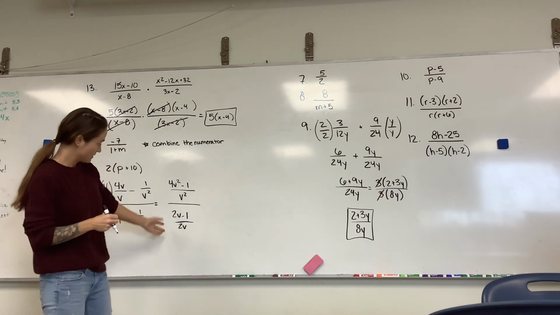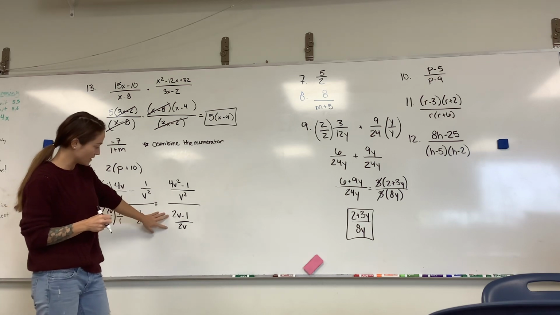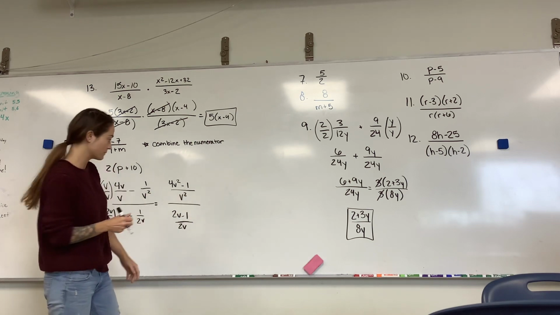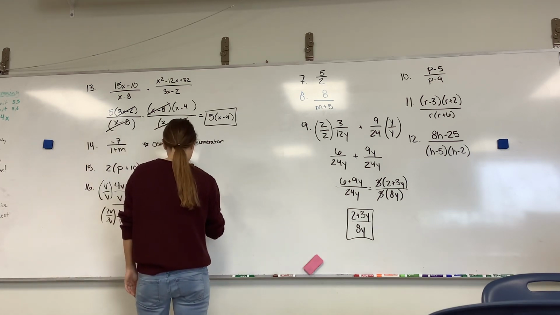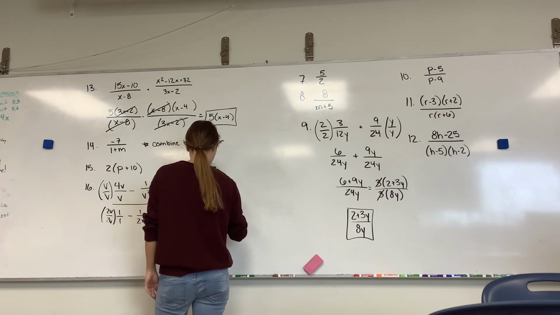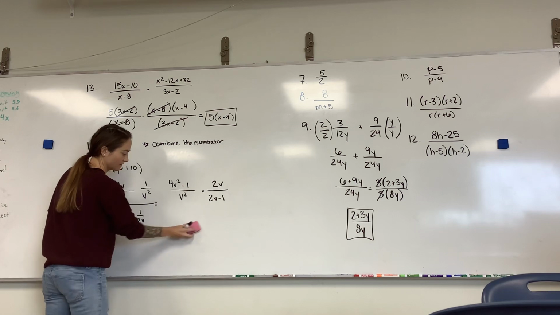Okay, now, single rational expression over a single rational expression. I'm allowed to take this, flip it, and multiply by its reciprocal up here. So I'm going to do that. I get a 2v over 2v minus 1. And now I can get rid of that.